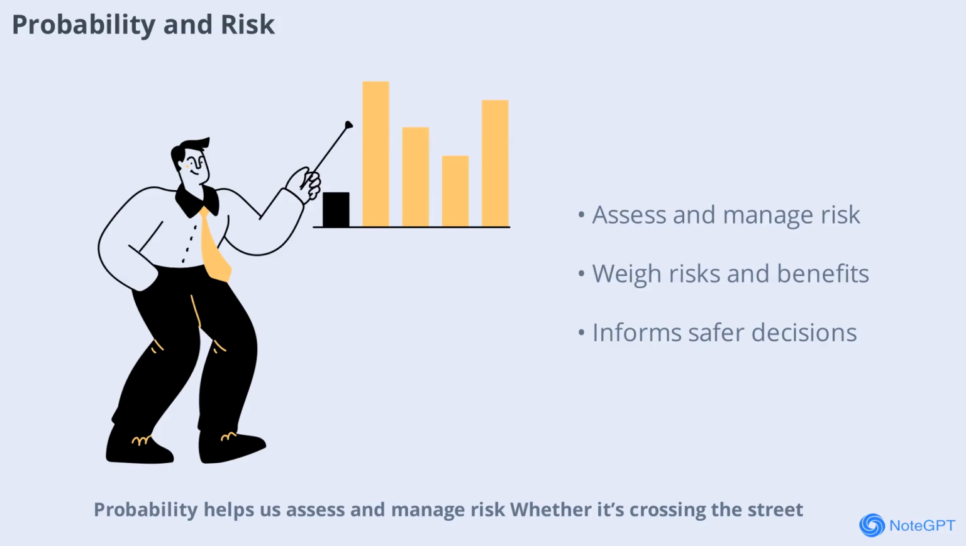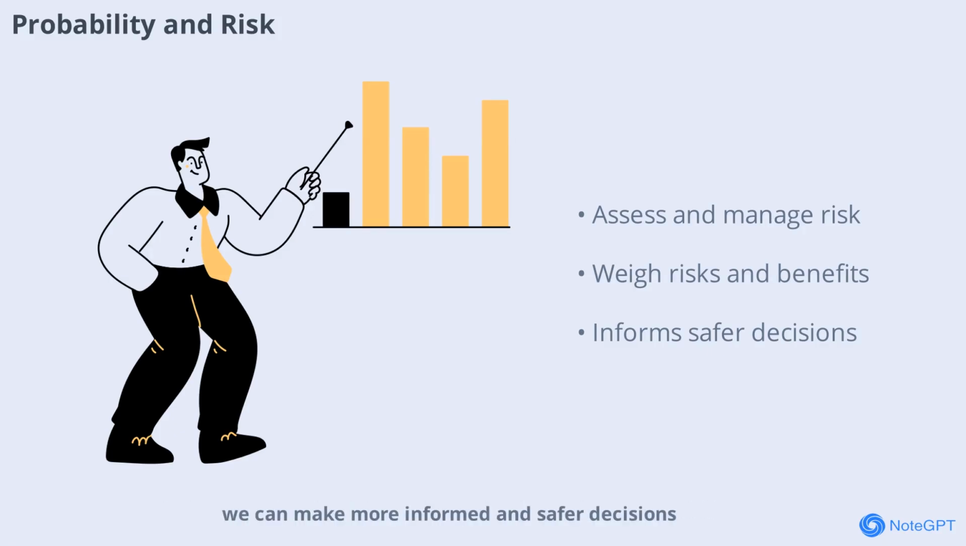Probability helps us assess and manage risk. Whether it's crossing the street, investing money, or trying a new activity, understanding the chances of different outcomes helps us weigh the risks and benefits. By applying probability, we can make more informed and safer decisions.